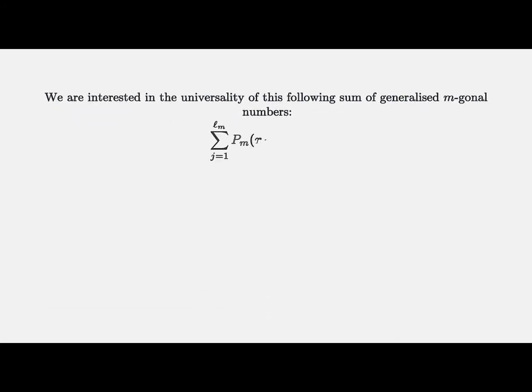Fermat's conjecture precisely asks you to look at this problem of universality. Given any non-negative integer n, will a solution to this equation always exist? And if it does, how many terms will you need at minimum? We are interested in the universality of this following sum of generalized polygonal numbers, as well as the minimality of L, the number of terms used.